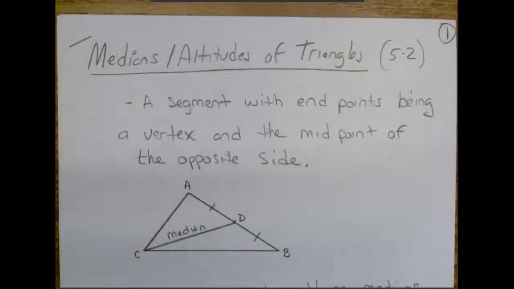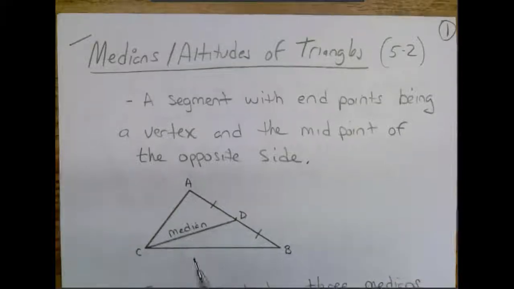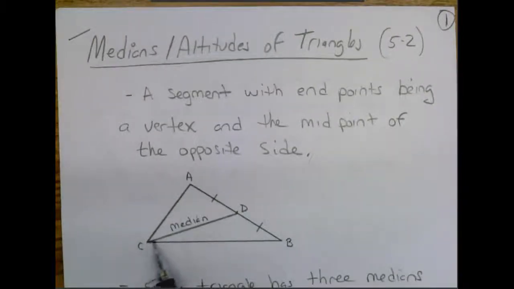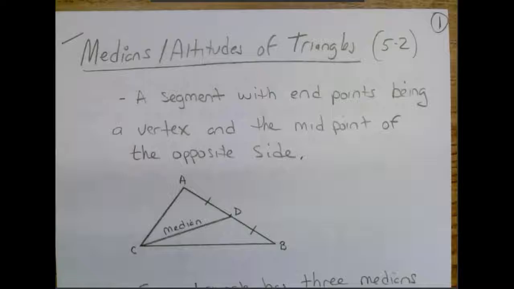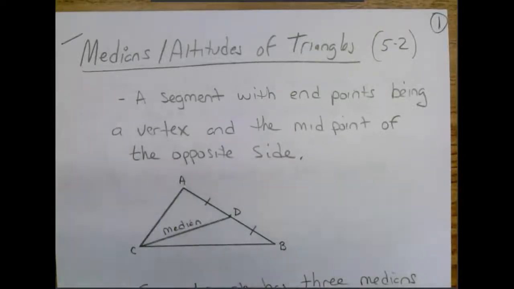So let's first talk about medians of triangles. Now you can see here's a median. I'll show it to you, starting from the vertex of one, and it goes across to the midpoint of the other side of the triangle. Okay, so if we look here, a median is a segment with the endpoints being a vertex and the midpoint of the opposite side. So this starts at the vertex, goes across here, but it's right in the middle. So that's called a median.